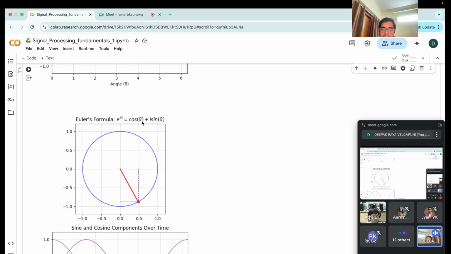You generally write theta is equal to 2 pi ft, and f represents the frequency. And as time progresses, f is fixed, and theta is a function of time, so that defines how fast it rotates.